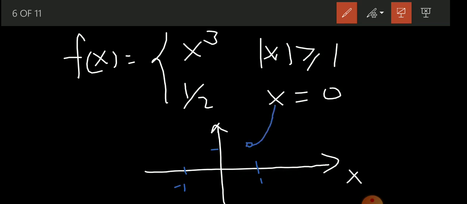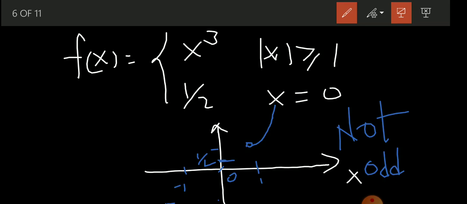So beyond 1, we have to draw the graph this way, y equal to x cube, because between 0 and 1 the graph is not clear, and between minus 1 also the graph goes this way. Beyond minus 1 also the graph is there. So what about 0? At 0 the graph is 1 by 2. Is this function odd? No, this function is not odd.